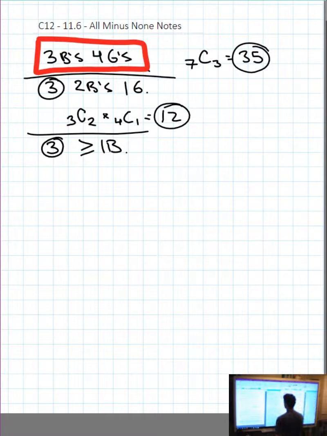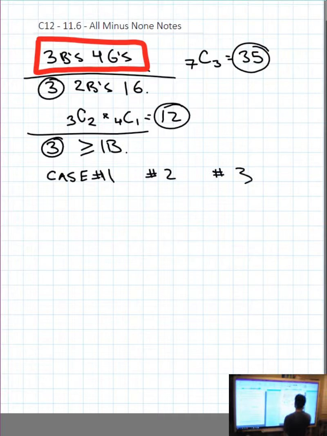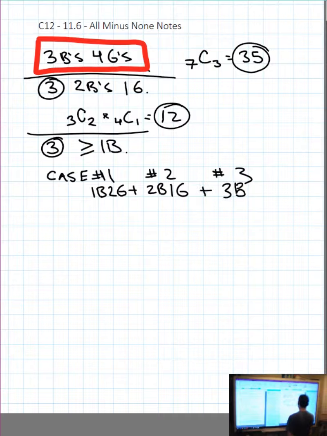So we have cases: case 1, number 2, and number 3. Case 1 is 1 boy. If it's a group of 3, therefore it has to be 2 girls. And we add cases together. Case 2 is 2 boys, therefore a group of 3 is 1 girl. And again, we add cases together, 3 boys, and therefore 0 girls. And notice I'm doing this very linear-like, as I've done in the notes.